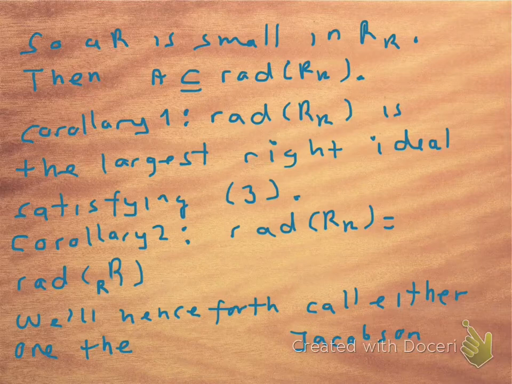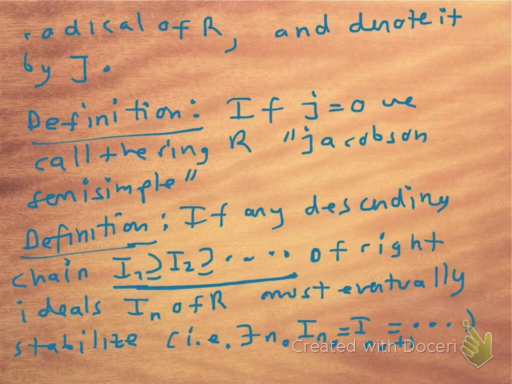So now that the two radicals are the same, then there is no reason to distinguish between the right and left. So now we give the common name, the Jacobson radical, to both of them. So we'll simply call it the Jacobson radical, and we will denote it by J.